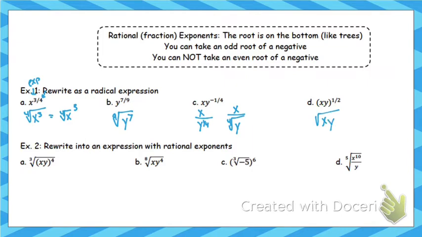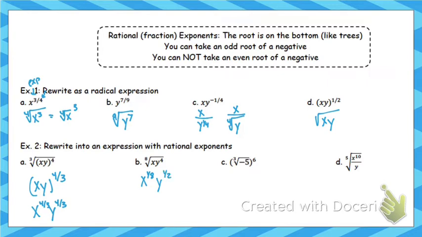All right, let's try the next one. We're going to go the opposite way. We're going to rewrite this into rational exponents. So xy has a power of 4 and a root of 3. So the root's the bottom number of the fraction. You also could write that as x to the 4/3, y to the 4/3. All right, looking at the next one, x would be to the 1/8, y would be to the 4/8, which I could reduce to 1/2.